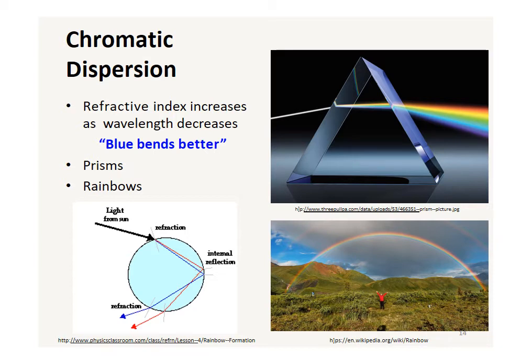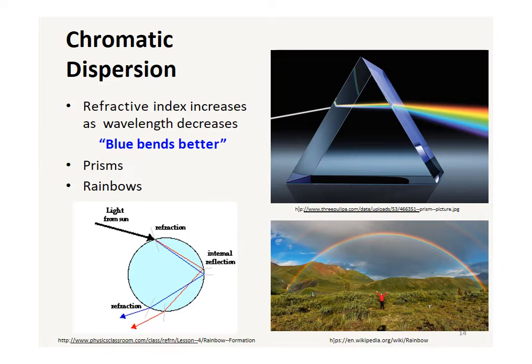Now we're looking at a phenomenon called chromatic dispersion. Often you ask someone what's the refractive index of a particular material and they'll give you a single number, but that's not actually true. You actually need to specify the frequency of light, or perhaps the wavelength, if you want to correctly specify the refractive index, because refractive index is dependent on the frequency.